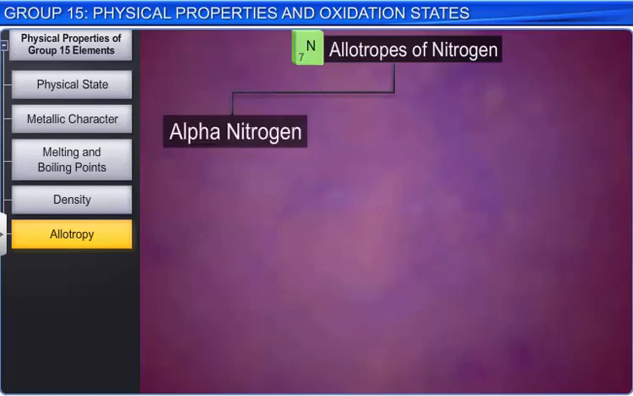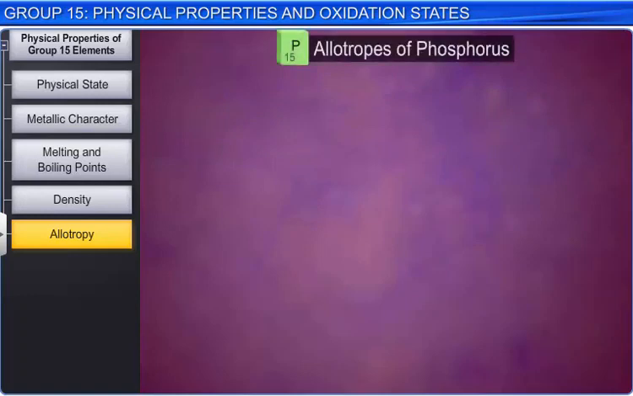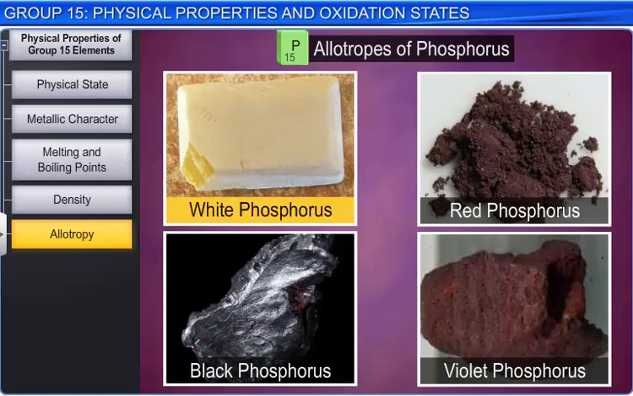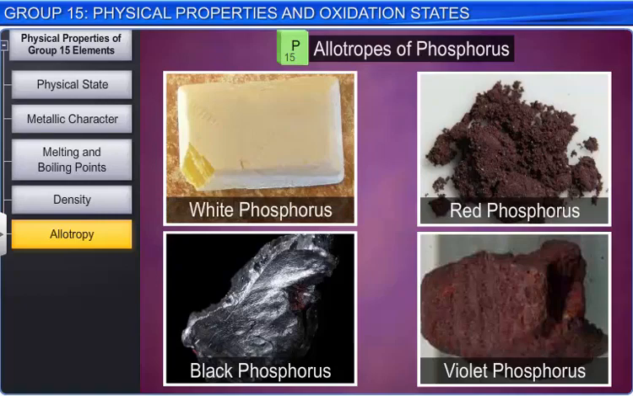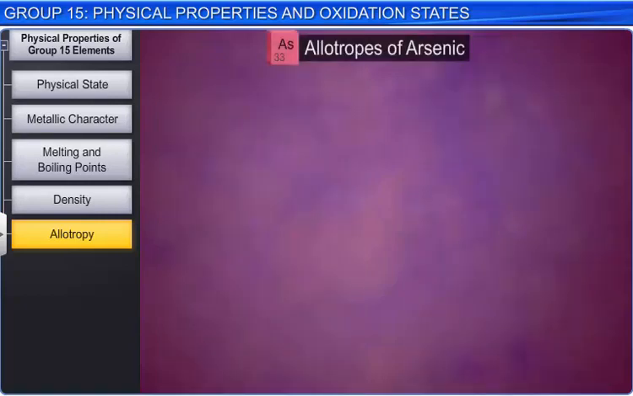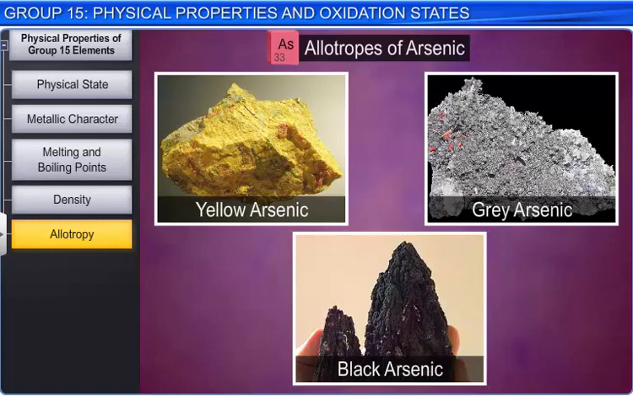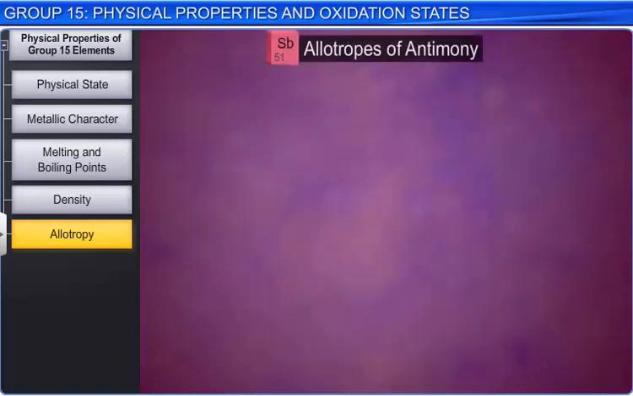Phosphorus exists in many allotropic forms. Of these, the two important allotropic forms are white phosphorus and red phosphorus. Arsenic exists in three important allotropic forms: yellow, grey, and black. Antimony also has three important allotropic forms, namely yellow, explosive, and metallic.